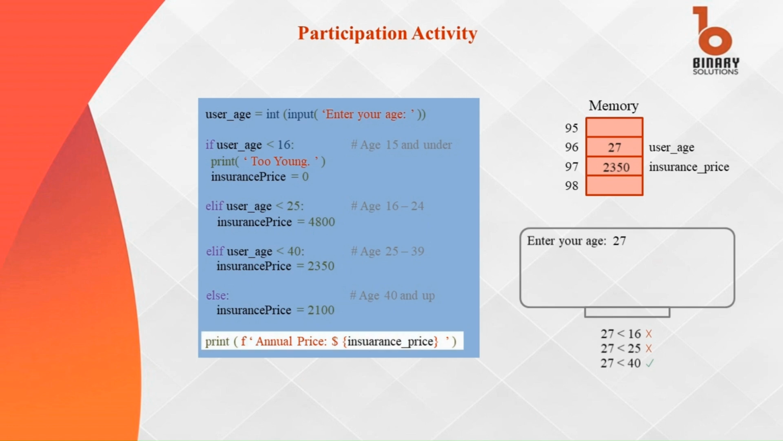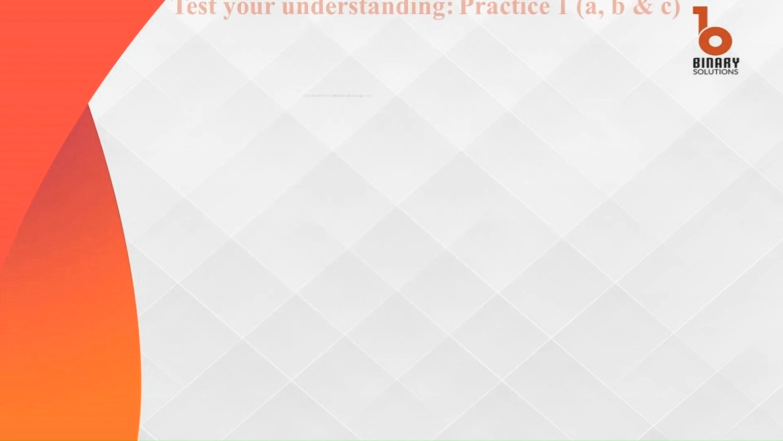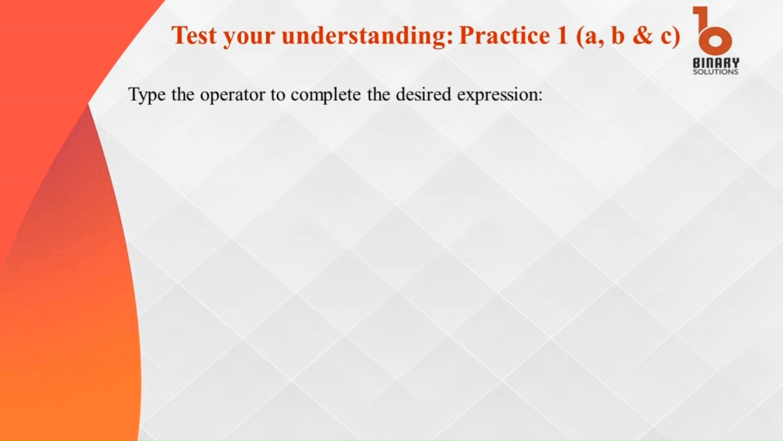This example demonstrates how multi-branch if-else structures efficiently identify number ranges and perform specific actions based on the detected range. Now that you understand the concept, let's put your knowledge of relational operators into practice. Work through each question carefully, and remember, accuracy is important.